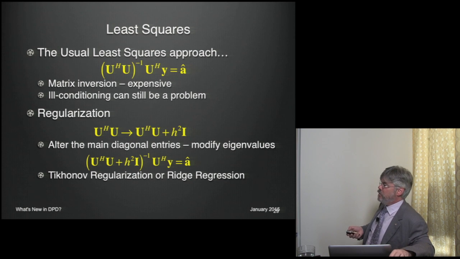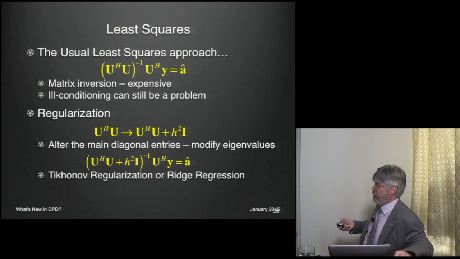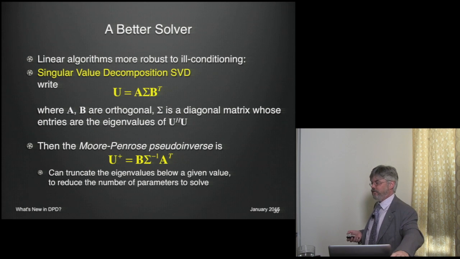A whole range of things can be done. Regularization is a very common technique, which essentially is you reduce the values on the diagonals and modify the eigenvalues, essentially is what you're doing. This is known as Tikhonov regularization, or computer scientists call it ridge regression, and I've used this and it doesn't work very well. So you need a better solver.